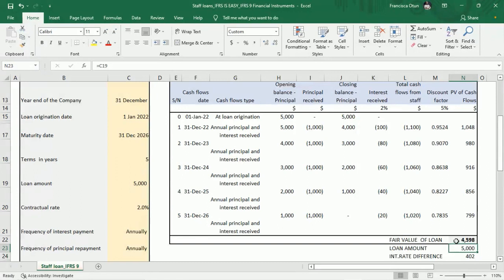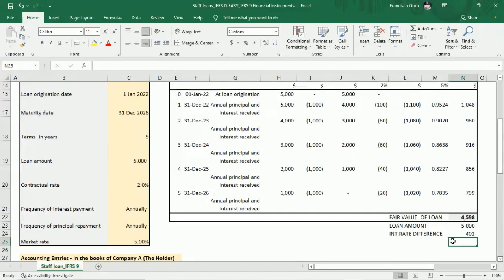But the reason why we will be recognizing 4,598 as the company is because the interest rate is different from the market rate. So the 2% that was given by the company to the staff is different from the 5% that should have been given to the staff. What it means in essence is that the company is bearing the cost of that difference. So that difference of 402 will be like a transaction cost that will be attributed to the company.